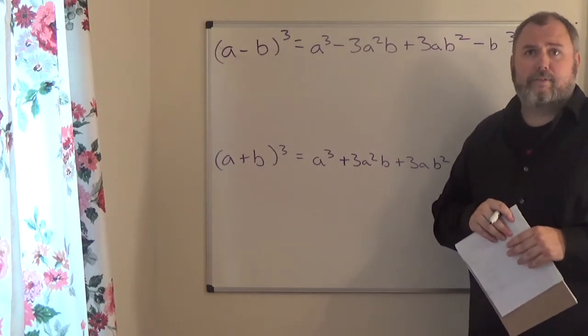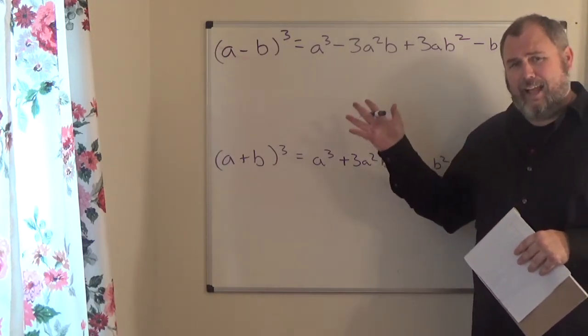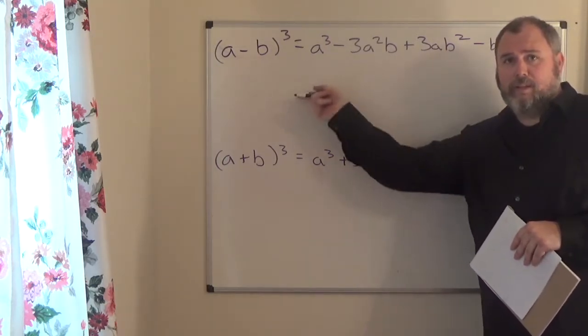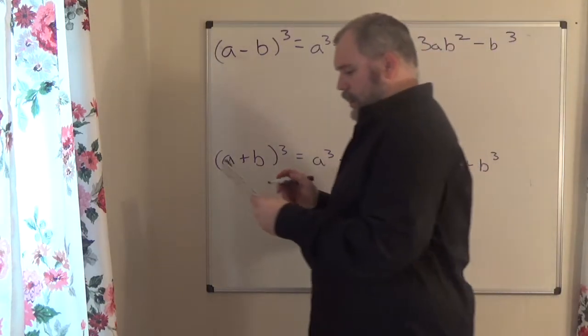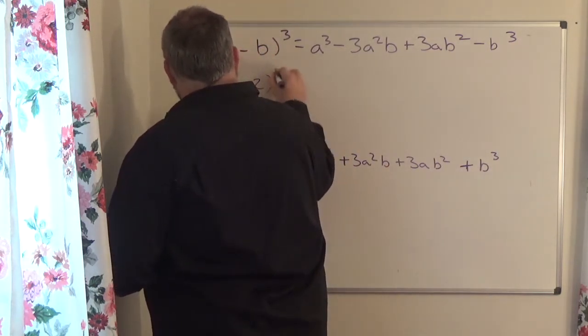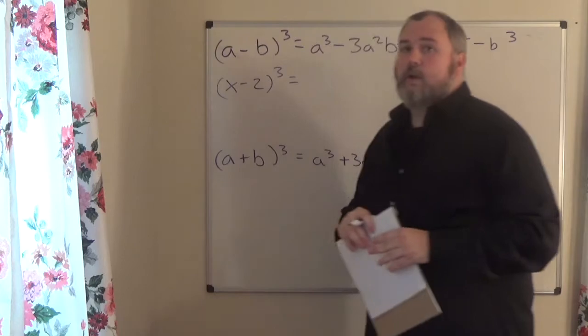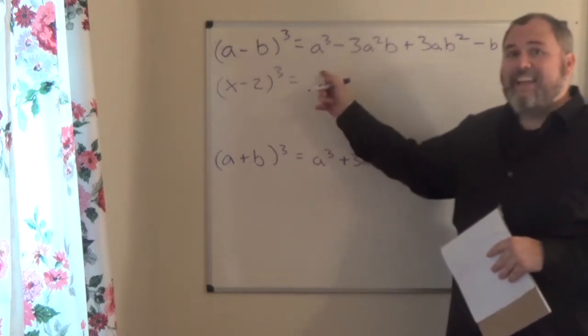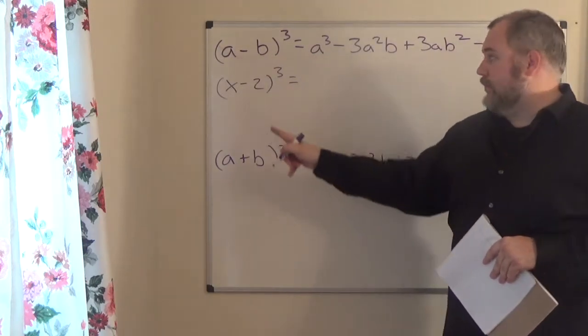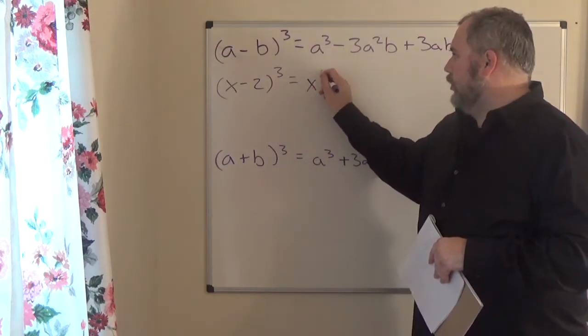I'm weird, that's okay. So let's look at an actual problem with numbers and see how this little formula sets us up and helps us. All right, so the very first one I gave you was (x minus 2) cubed. What it's telling me to do is take the first term that I have, which is a, and cube it. So this is going to be x cubed.